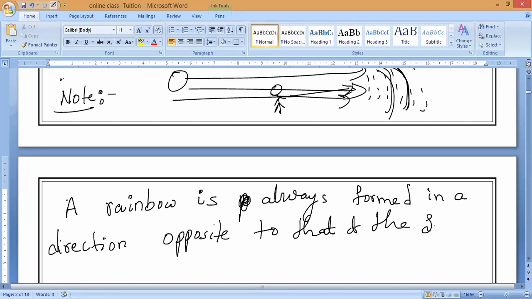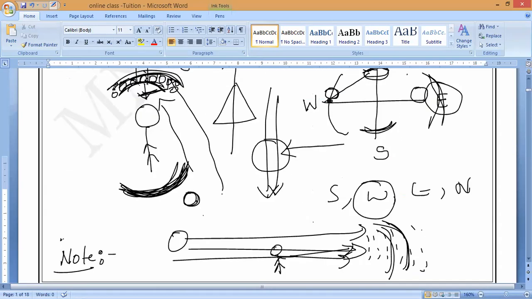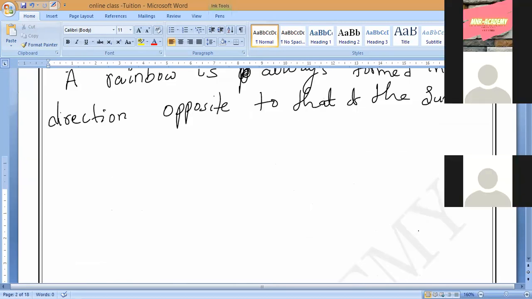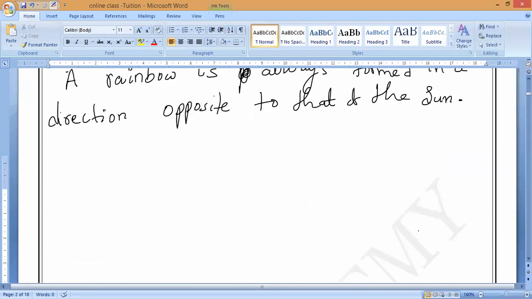Opposite to that of the sun. That is what you should remember. Is it okay, guys? Yes or no? So now you can observe here the formation of a rainbow. Now what is happening here? So how then will rain fall? Is it the rainbow that will fall? Yes, because you can see the rainbow is produced by the dispersion of sunlight by raindrops.